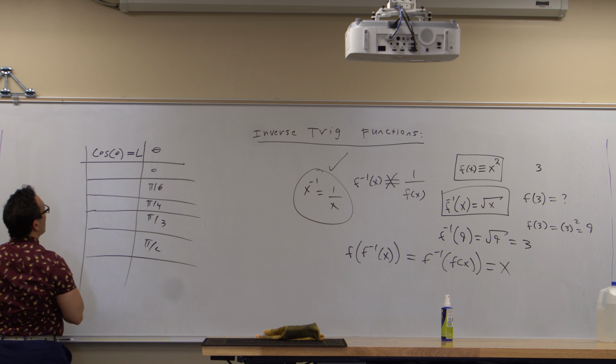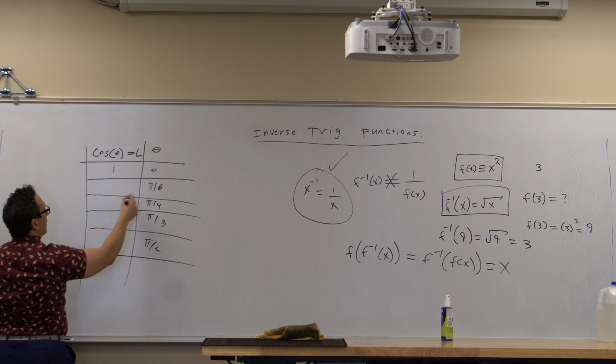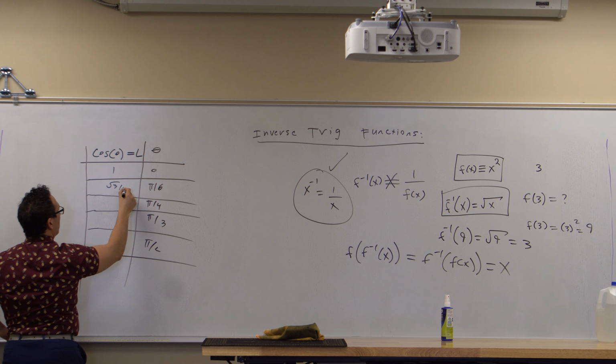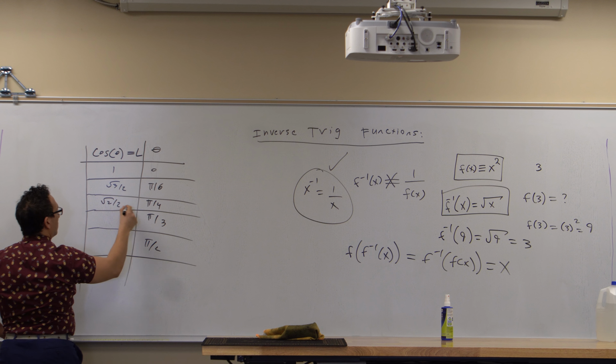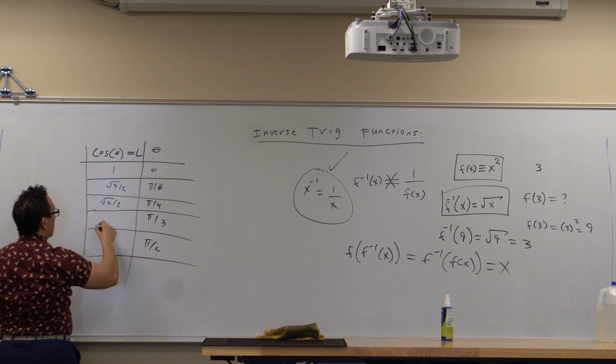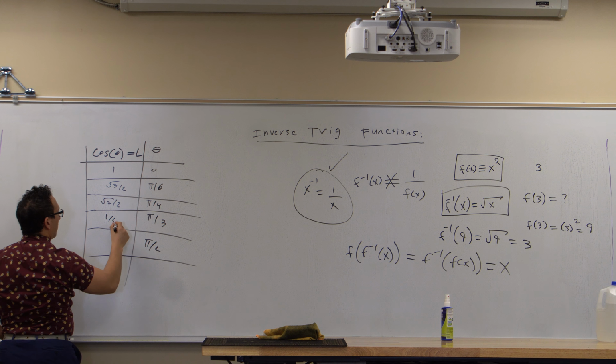Well, cosine of 0 is 1. Cosine of pi over 6 is root 3 over 2. Cosine of pi over 4 is root 2 over 2. Cosine of pi over 3 is equal to 1/2. And then cosine of pi over 2 is 0. If this stuff is perplexing to you, if it doesn't make sense, take a look at my unit circle video and the video about sine, cosine, and the special values, and it will no longer be confusing.